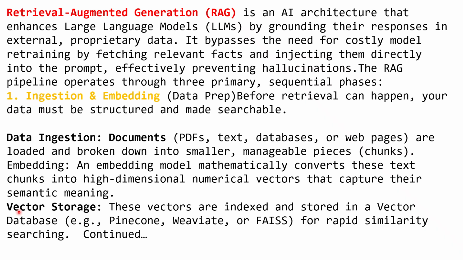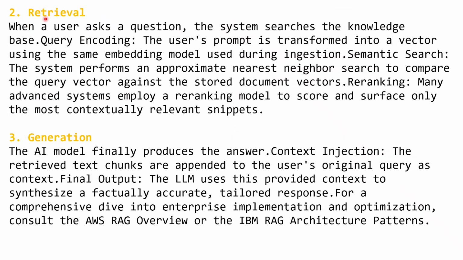Vector storage. These vectors are indexed and stored in a vector database, that is Pinecone, Weaviate, or FAISS for rapid similarity searching. Facts retrieval, second phase. When a user asks a question, the system searches the knowledge base.